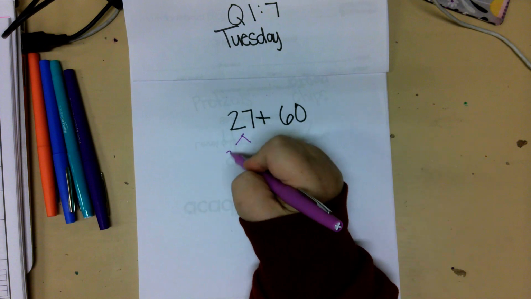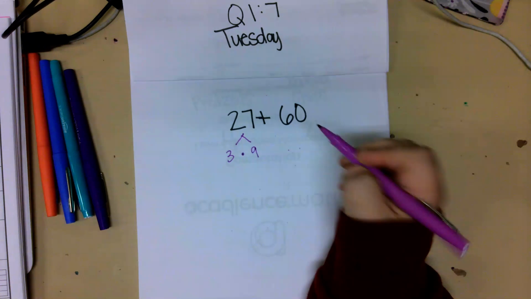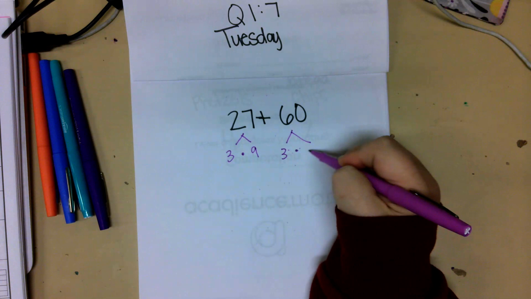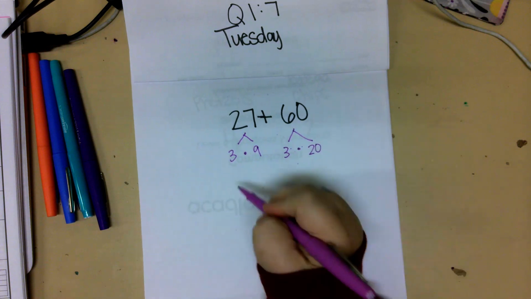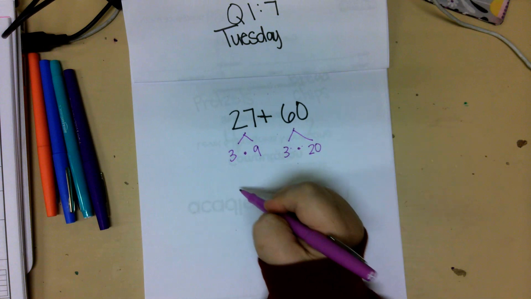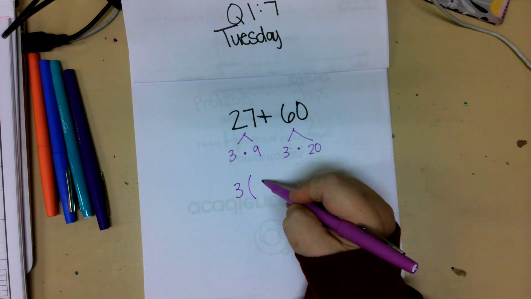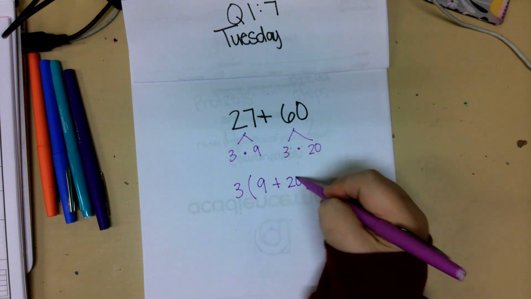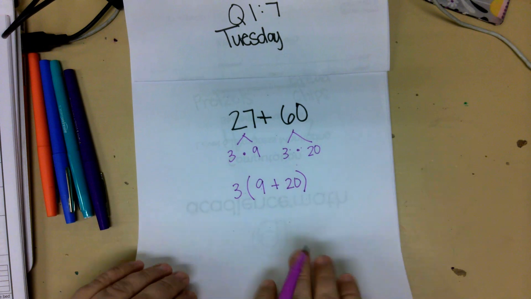And if I did 3 times 9, that would get me back to 27. If I did 3 times 20, that would get me back to 60. So one way we could do this distributive property is 3 times 9 plus 20. Okay. All right.